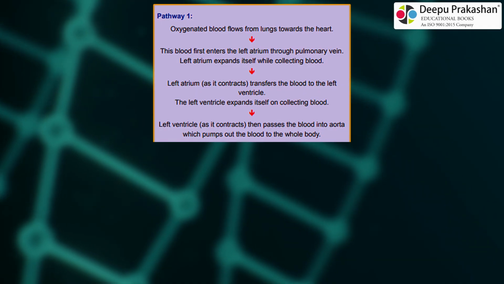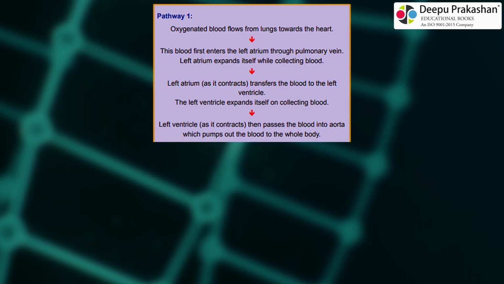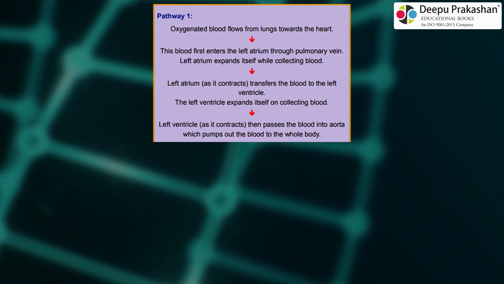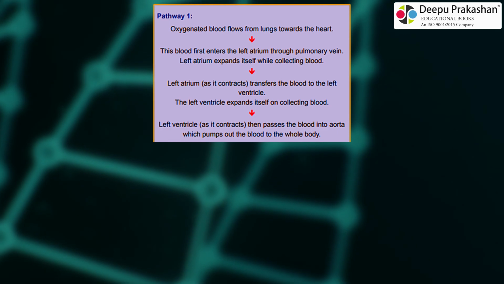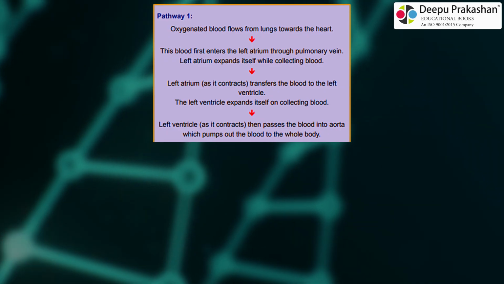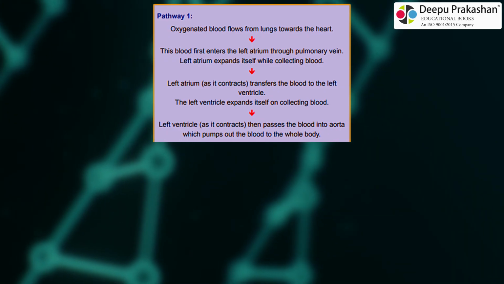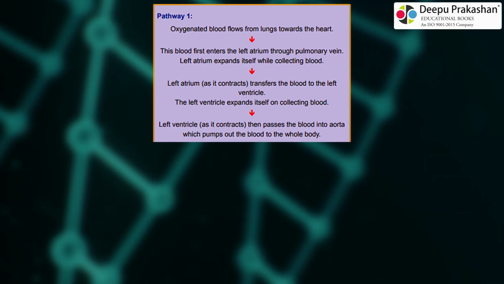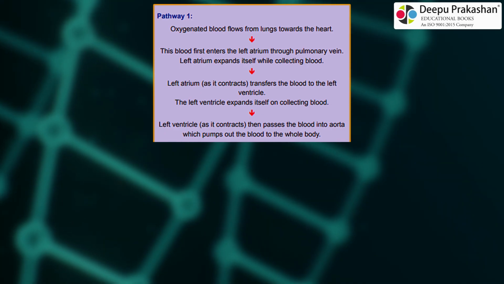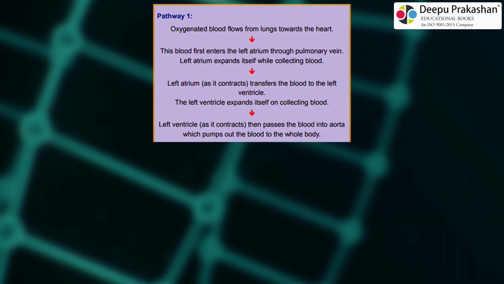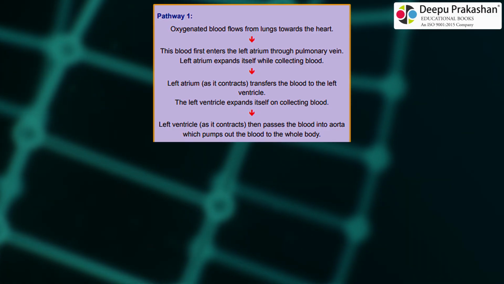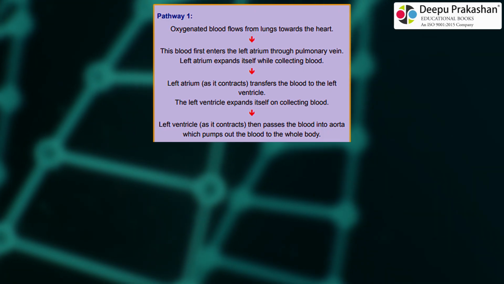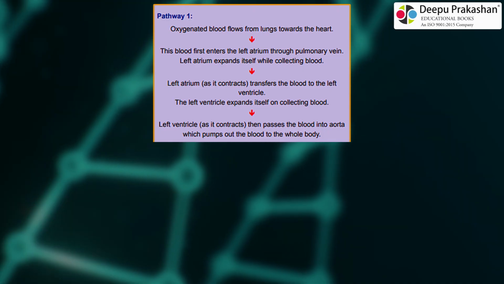Path of blood within the heart. Pathway 1. Oxygenated blood flows from the lungs towards the heart. This blood first enters the left atrium through the pulmonary vein. The left atrium expands itself while collecting blood. The left atrium, as it contracts, transfers the blood to the left ventricle. The left ventricle expands itself on collecting blood. The left ventricle, as it contracts, then passes the blood into the aorta, which pumps out the blood to the whole body.